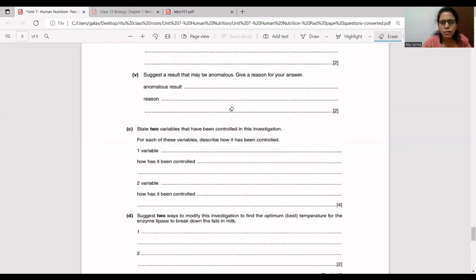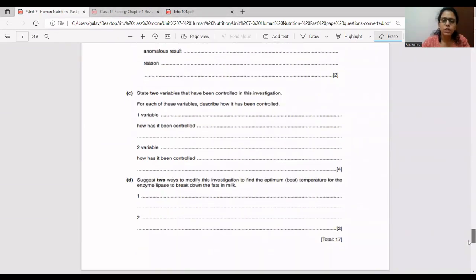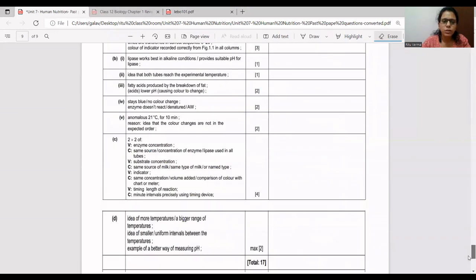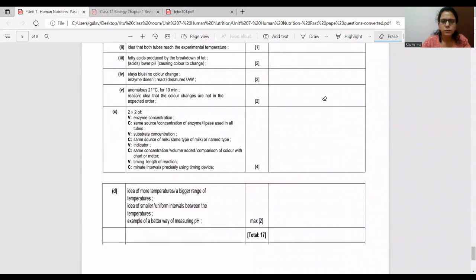Now question number C: state 2 variables that have been controlled in this investigation. For this I'll show you the marking scheme. We actually use dependent and independent variables. Now this question is important. Variables could be enzyme concentration, substrate concentration, the concentration of indicator, and the timing or length of the reaction.